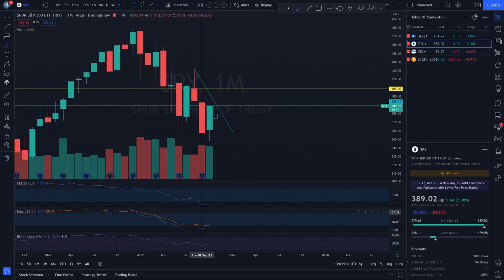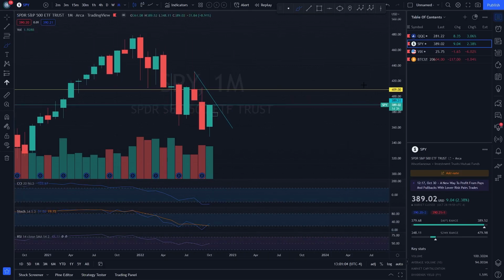With your CCI hinge, it's the same exact picture over here on SPY, except your CCI is hinging a little bit more, but you have your stochastics crossing up there.